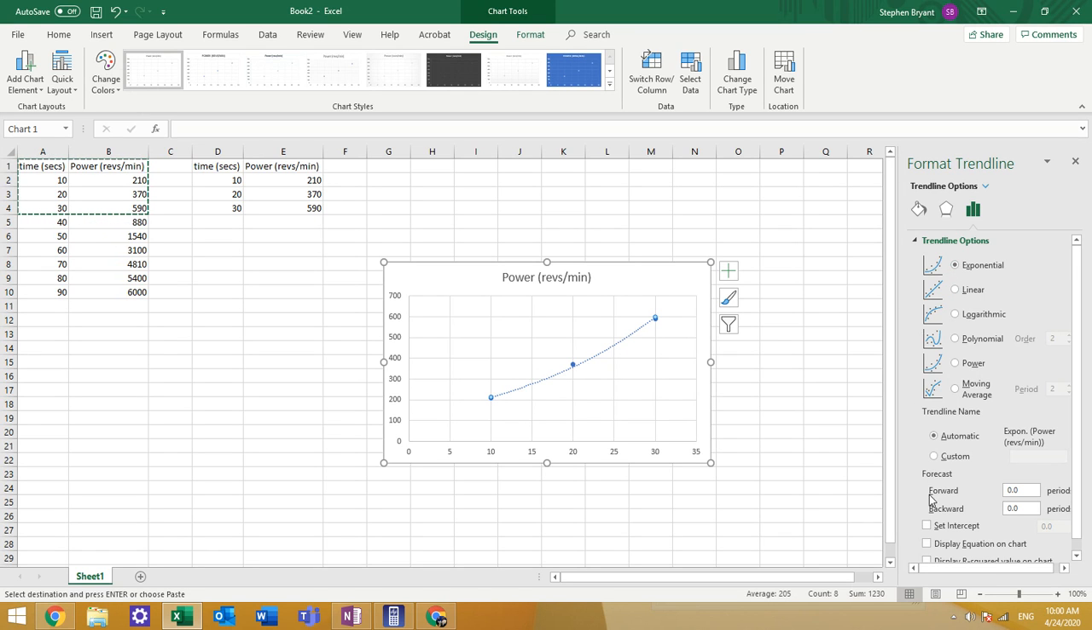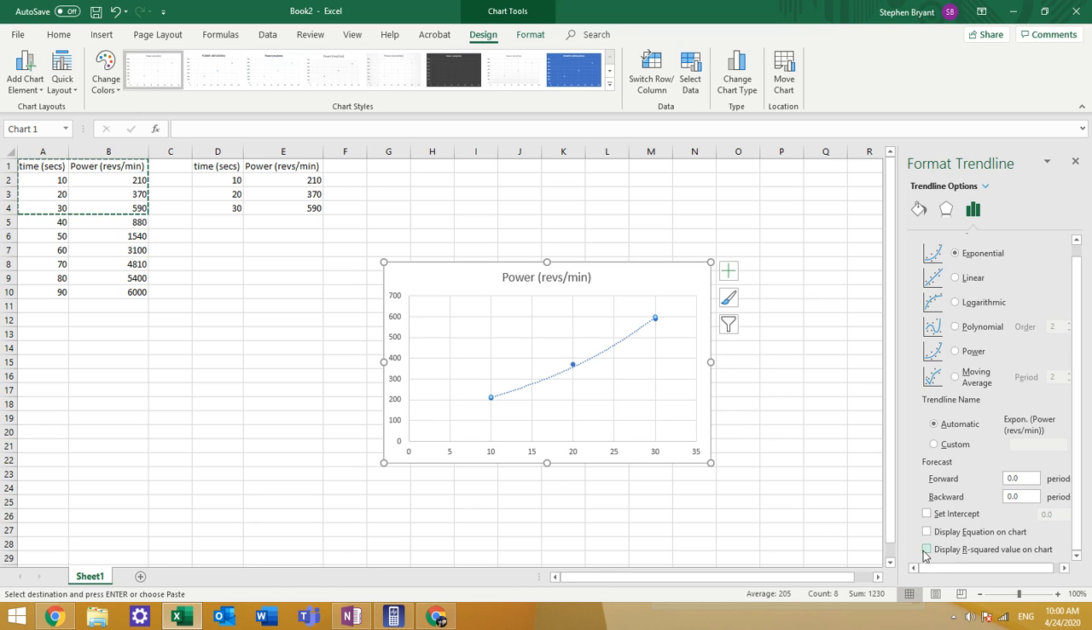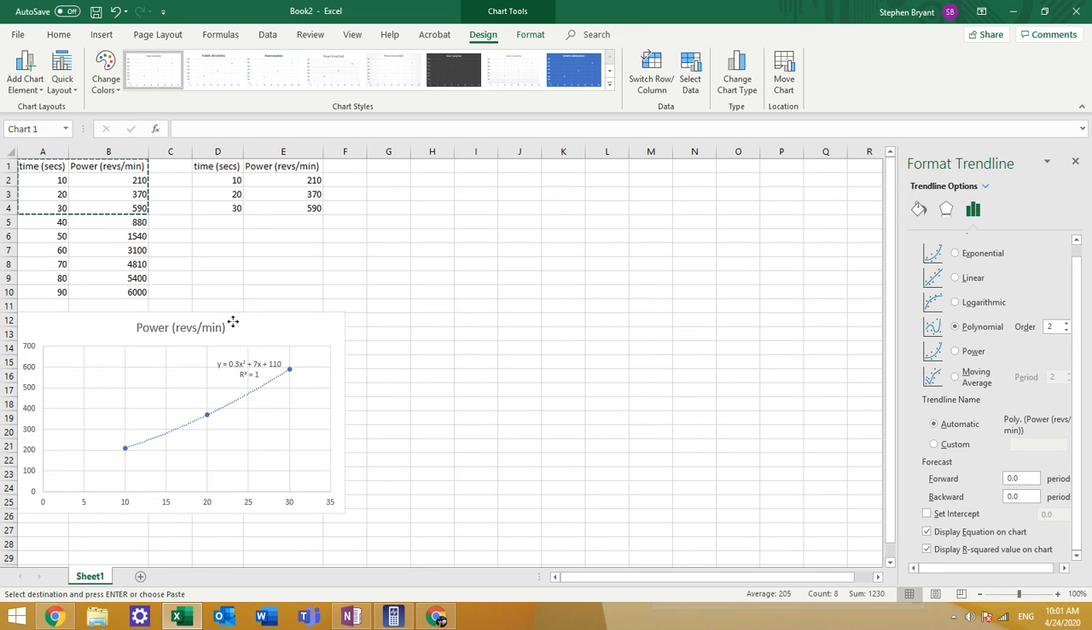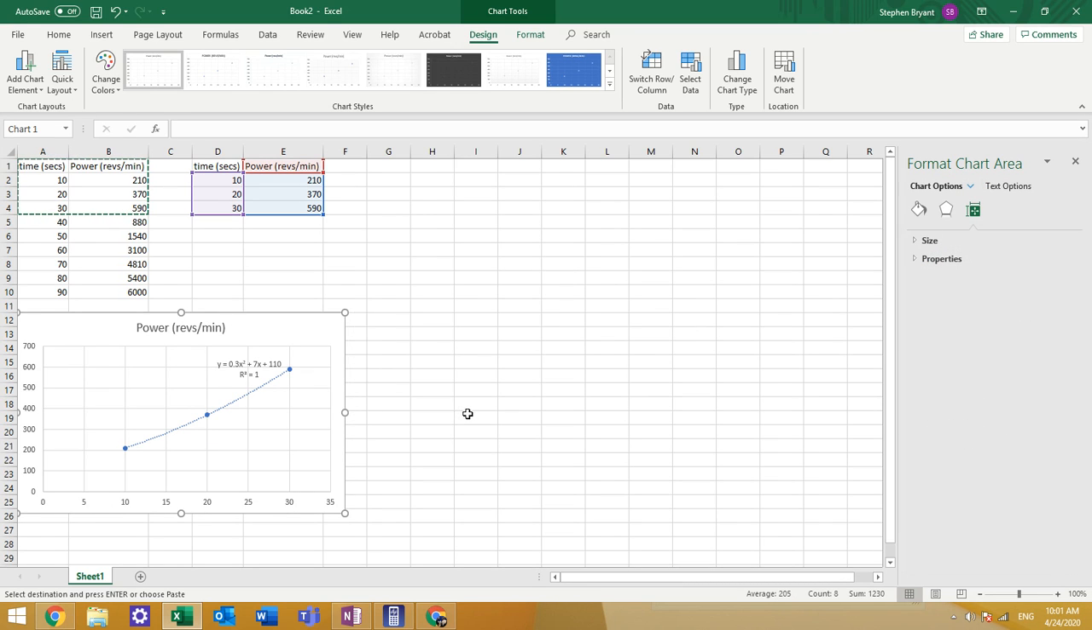Okay, and that looks pretty good. If I want to see how good, I can do an R squared on the page, and I can do an equation as well, just to see what it is I'm fitting. So R squared, 0.99, 99%. Right, let's try a polynomial. Ooh, R squared of 100%. Okay, so that looks like a good model right there. 0.3 x squared plus 7x plus 110. I'm going to keep that one. I'm just going to put it over there for the moment.